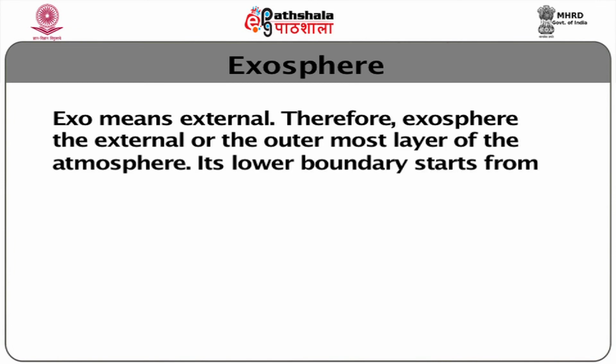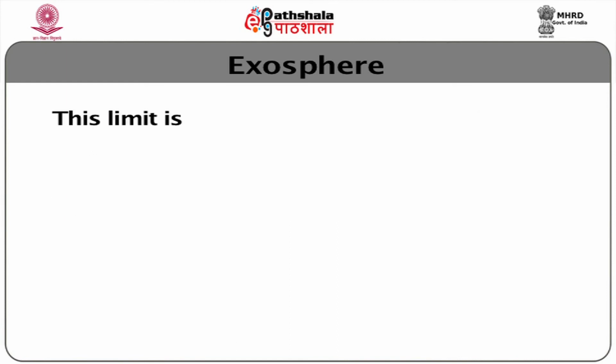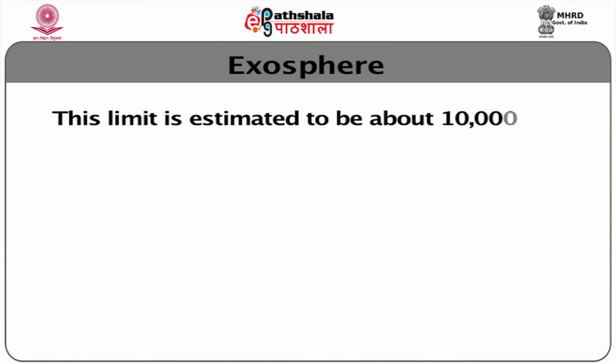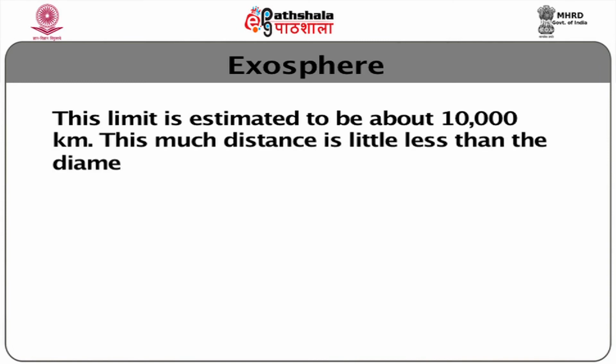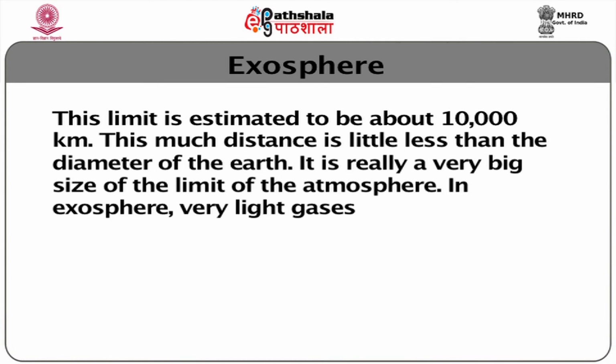Its lower boundary starts from the thermopause, that is 650 kilometers, to the limit from where the void space begins. The limit is estimated to be about 10,000 kilometers. This much distance is little less than the diameter of the earth. It is really a very big size of the limit of the atmosphere.